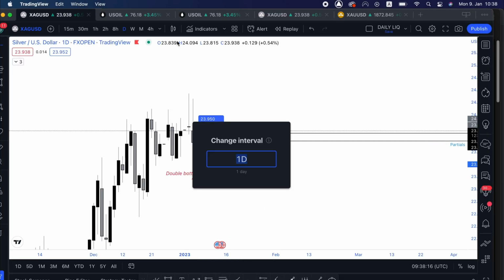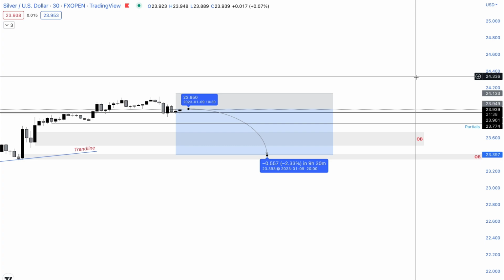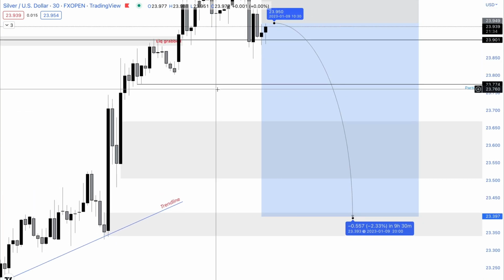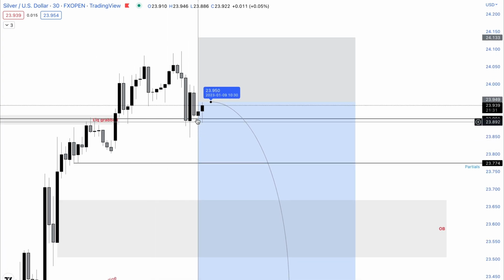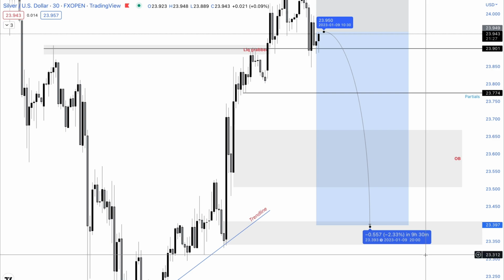I'm taking partial profits as soon as I can right here in this area. I don't know why my TradingView looks like this. However, right there, this area, I'm going to take partial profits as soon as we just have a little bit of an impulse through to the downside, and then I'm going to let the rest run.